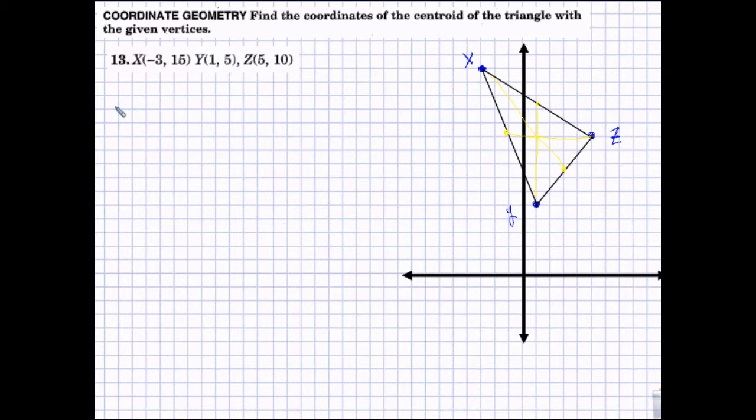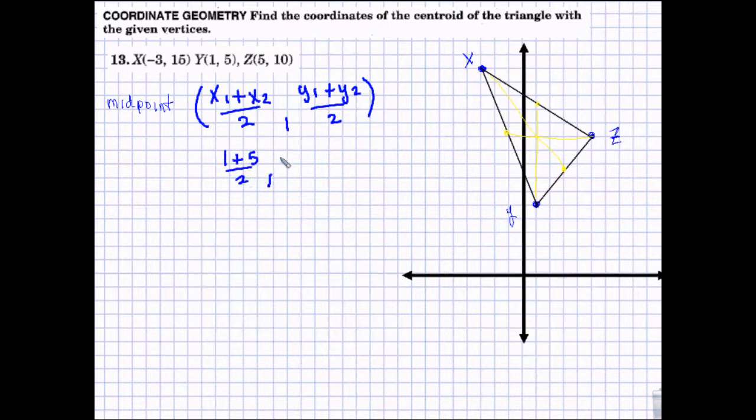In case you don't remember the midpoint formula, it is x1 plus x2 divided by 2. So add the two x's, divide by 2, and then y1 plus y2 divided by 2. So I'm going to get 1 plus 5 over 2 and 5 plus 10 over 2. So this is 6 divided by 2 is 3, and 15 divided by 2 is 7.5.